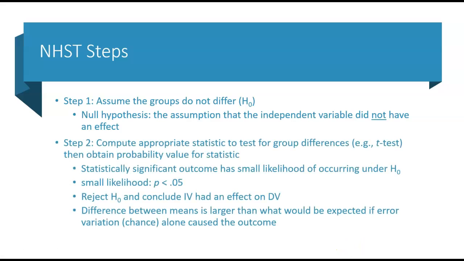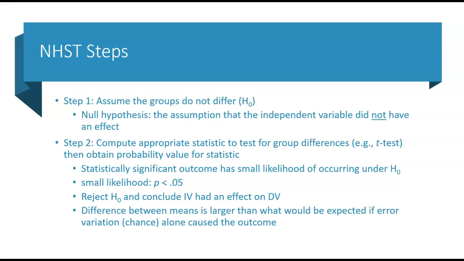The second step is to actually compute the proper statistic. So if you're comparing two independent groups, you use an independent samples t-test. If you're looking at dependent groups, you use a dependent samples t-test. If you're looking at 3 or more groups and comparing them, you use analysis of variance. If you have participants completing tests at multiple points in time, that's a repeated measures test. And then there are all kinds of non-parametric alternatives to those tests as well.